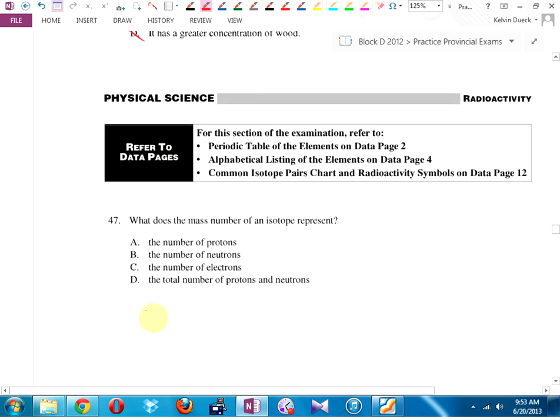Radioactivity. Periodic table, and then the very back page, which has the isotopes, which has the half-lives, which has the radioactive products. All right.